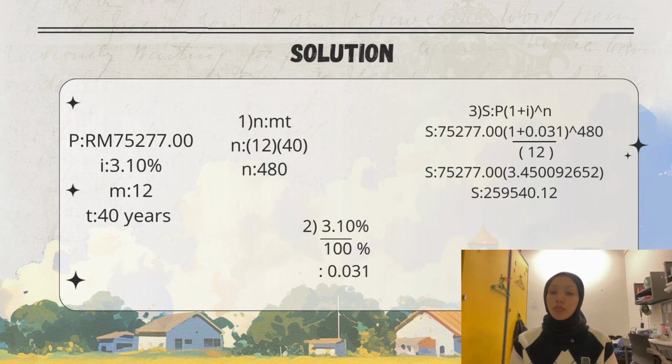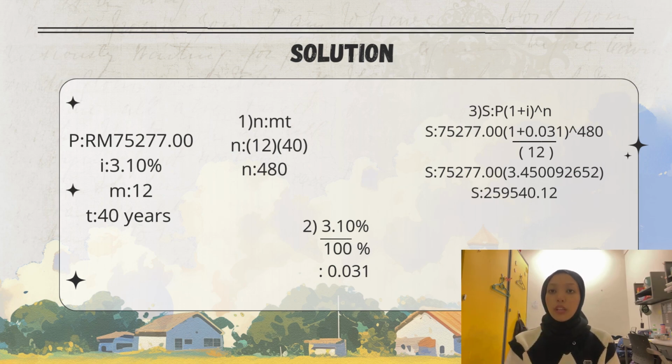So here is the solution to that question. Firstly, we must list all the information that we have. We know that P equals RM75,277, interest rate 3.10%, M equals 12, and T equals 40 years. Number 1, to find N, we must multiply M with T. So N equals 12 multiplied by 40, and we get N equals 480. Number 2, 3.10% over 100% equals 0.031.